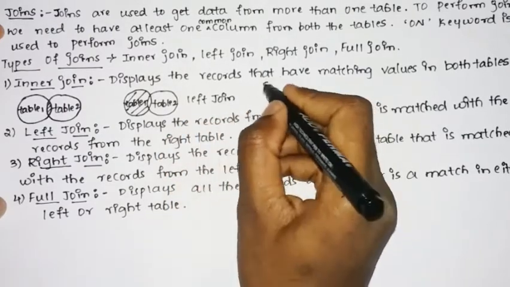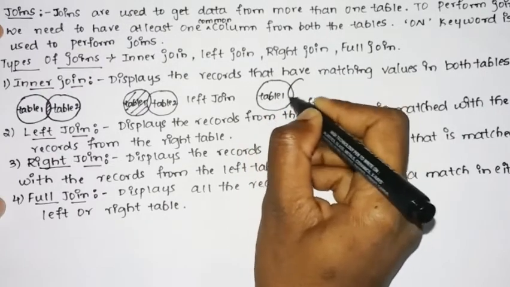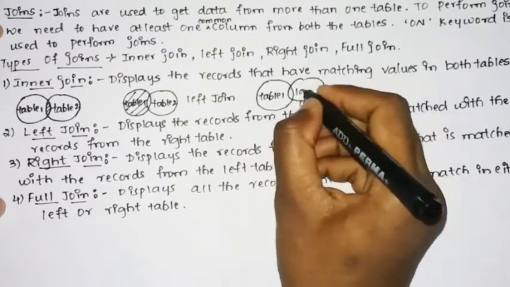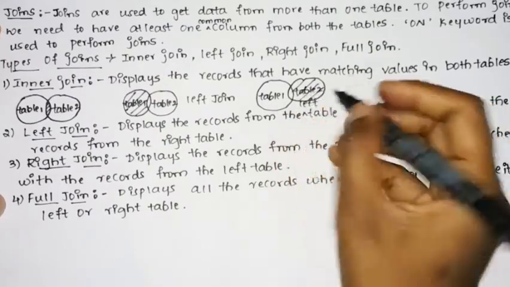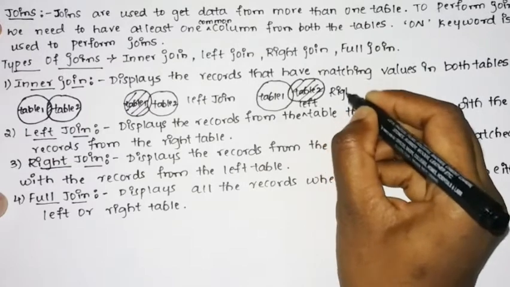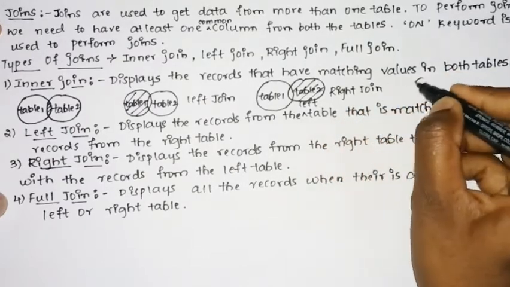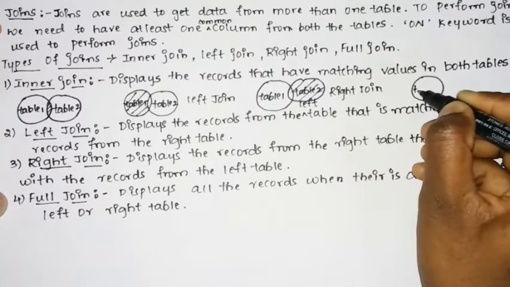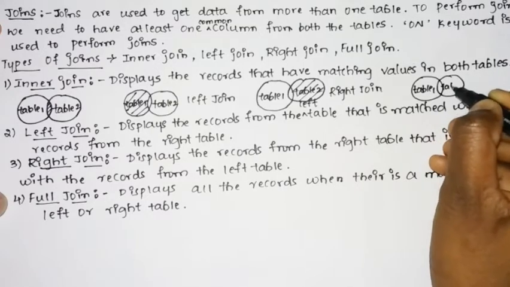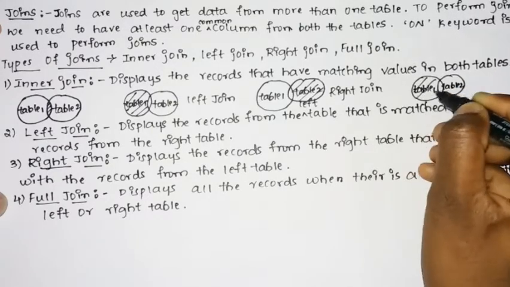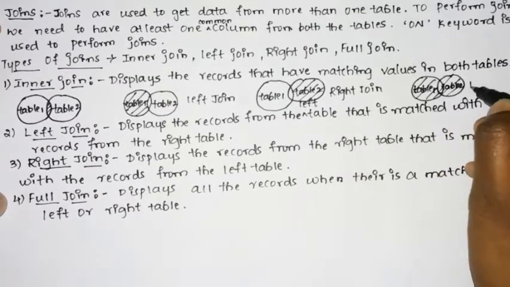Similarly, we have the right join. Suppose you consider this is table 1, and this is table 2, then you are going to perform the right join. So this is nothing but right join. Similarly, we have one more type of join, referred to as a full join. You can call this table 1, and this is considered to be table 2. This entire area you are going to consider as the full join. So this is the full join.